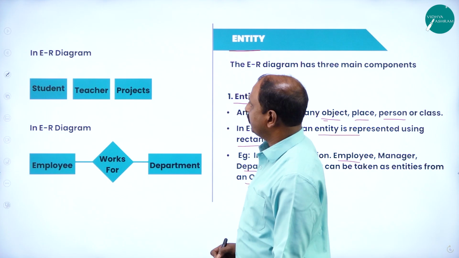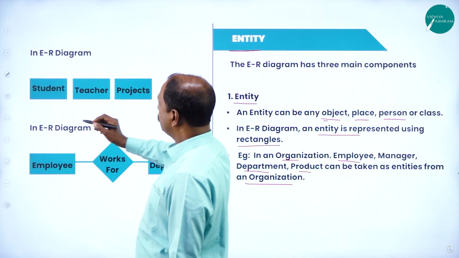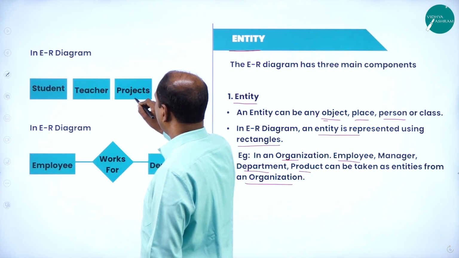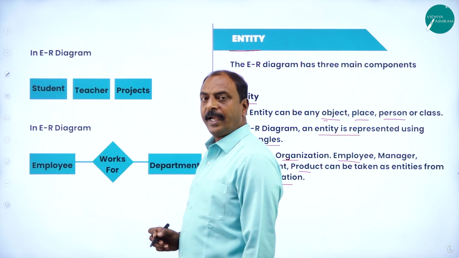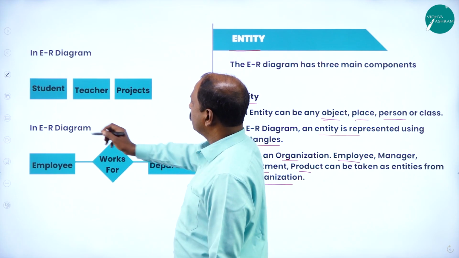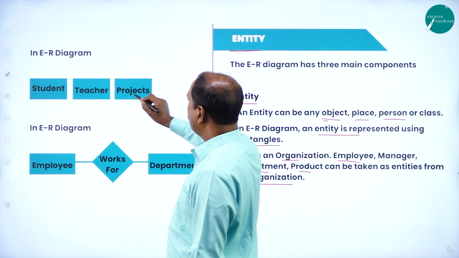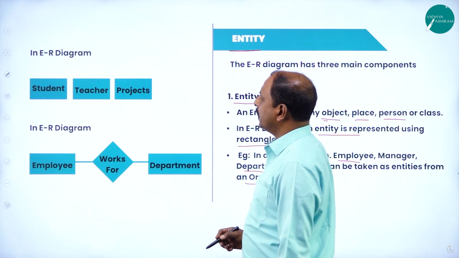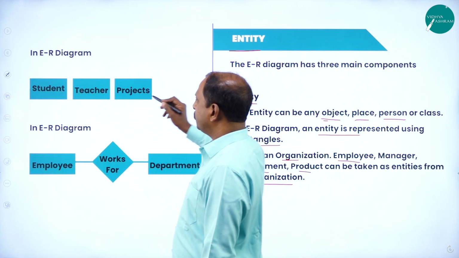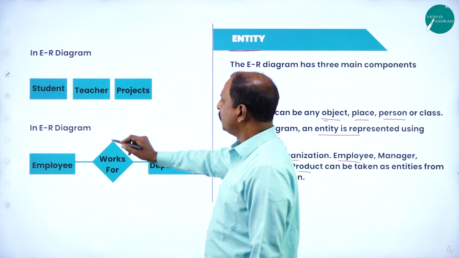Now look at the diagram here. In ER diagram, student, teacher and project are three different entities or objects. So student, teacher and project are three different objects. And what is the relationship between all the three objects? We are representing it through ER diagram.